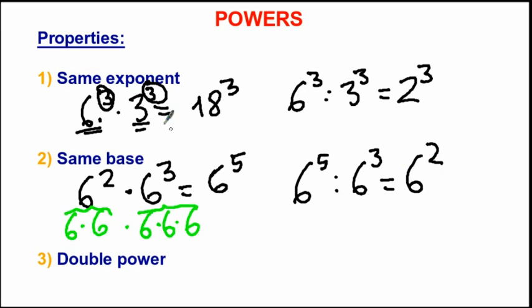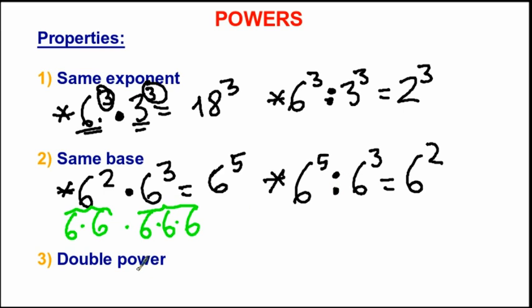So here there is one property divided into two properties, because one property is for multiplication and another for division, and here the same, one for multiplication and one for division.